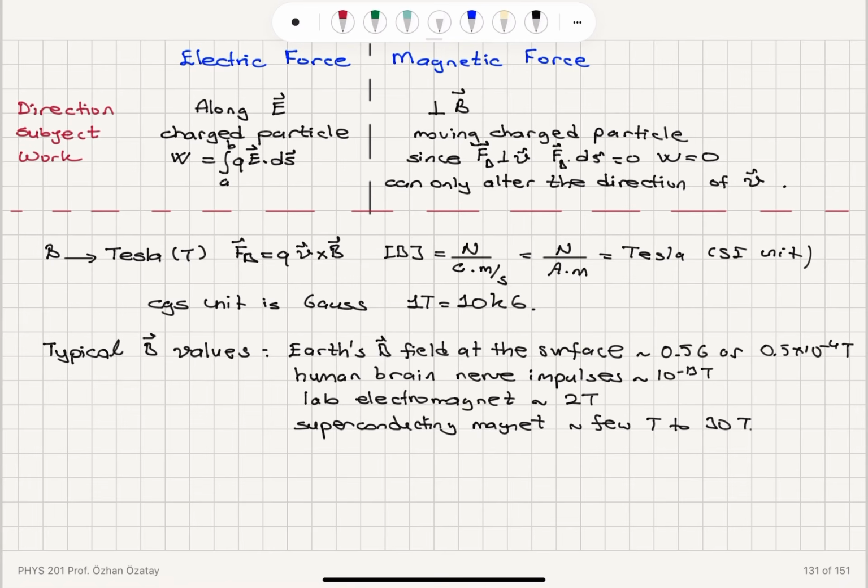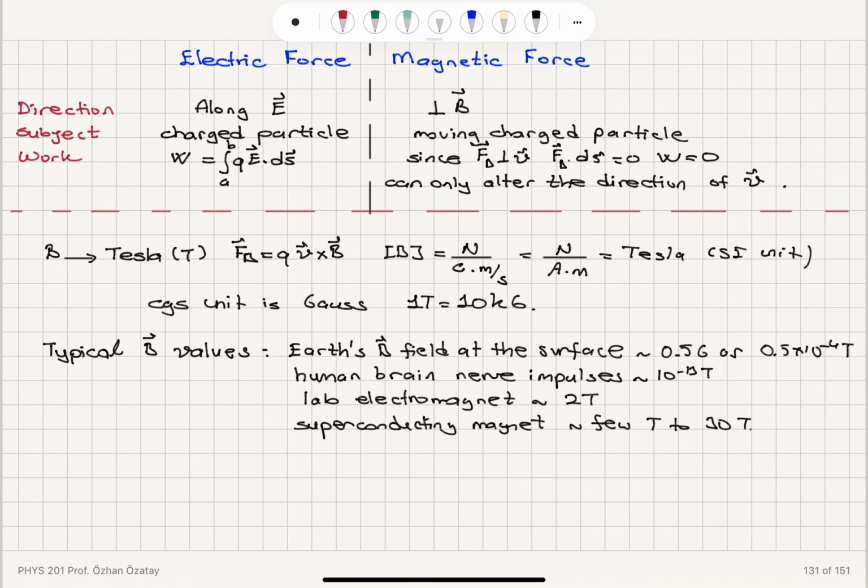Okay, so here we have basically summarized the relationship between electric force and magnetic force. Direction-wise, electric force is pointing along the electric field, magnetic force is perpendicular to the magnetic field. Electric force acts on a charged particle, magnetic force acts on a moving charged particle. Work done by electric force is integral A to B QE dot ds. Work done by magnetic force is zero. It can only change the direction of the velocity.